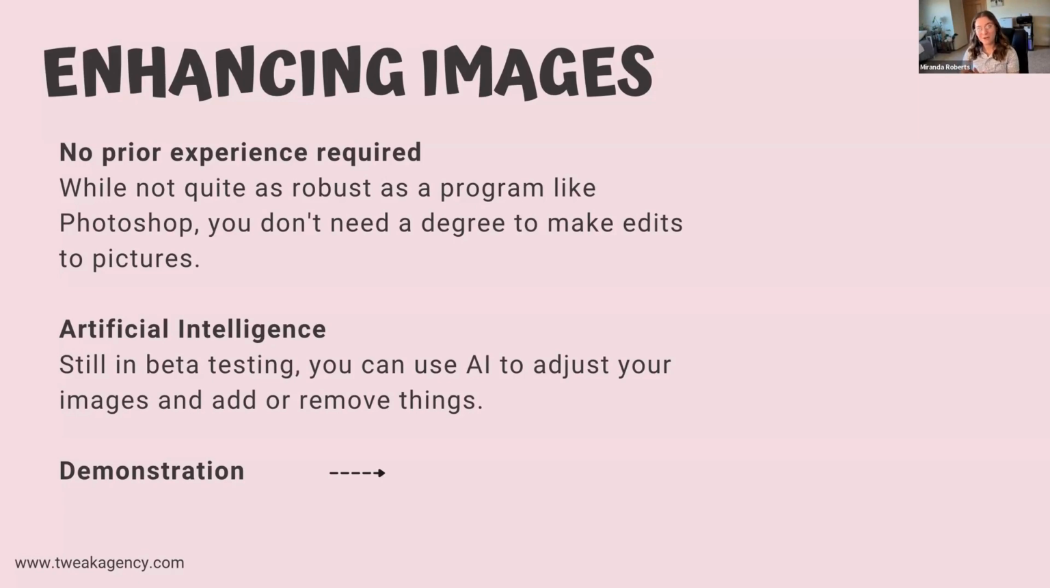And another cool thing about Canva, now this still is in beta version, so it's not perfect. It doesn't work 100% of the time, but the artificial intelligence options that they have are pretty cool, and they're constantly changing and evolving and becoming more useful. So you can actually use artificial intelligence to adjust your images, add things to your images, remove things. Makes it very, very easy to do. So our next demonstration will show some of the features that Canva offers to edit and enhance your photos.